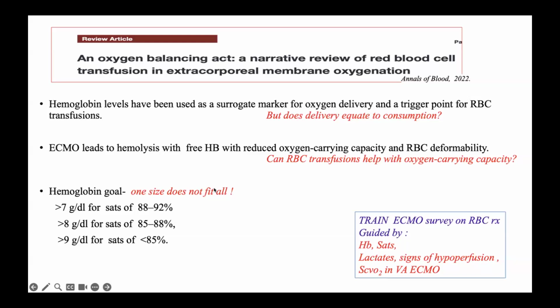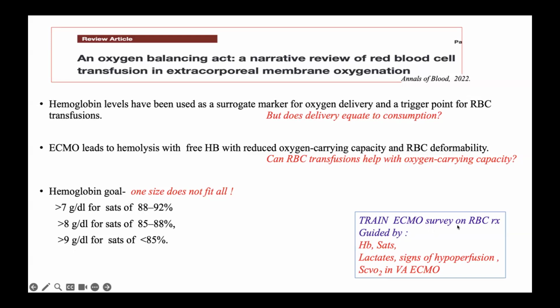So this is the guideline, and this is from 2022 Annals of Blood. One size does not fit all. So if the SATs are high, above 88 or 92, even a hemoglobin of more than 7 is fine. If the SATs are less than 85, then you target a hemoglobin of 9.